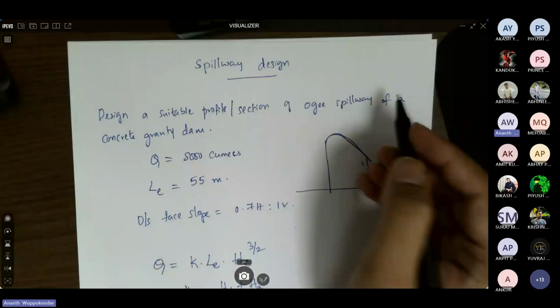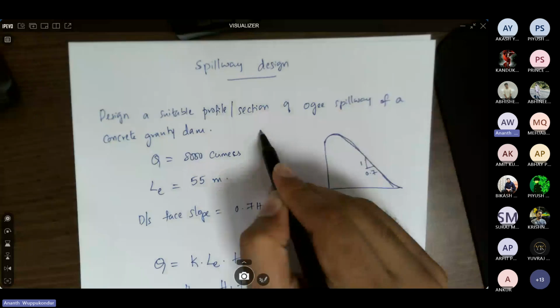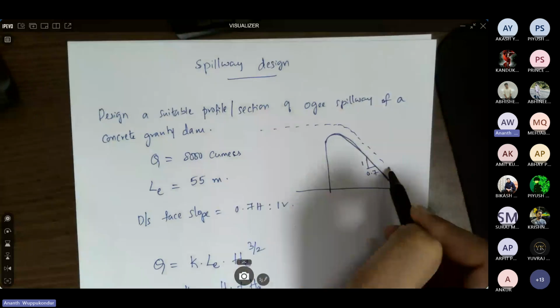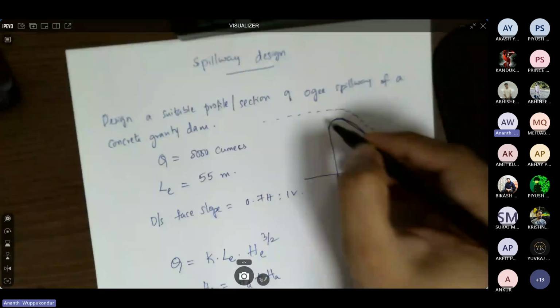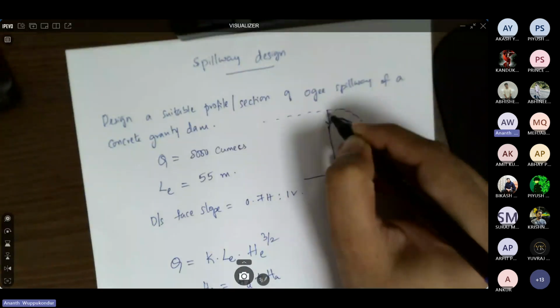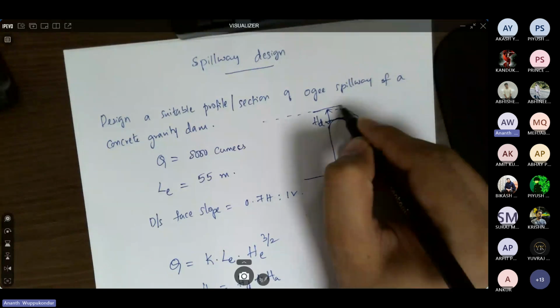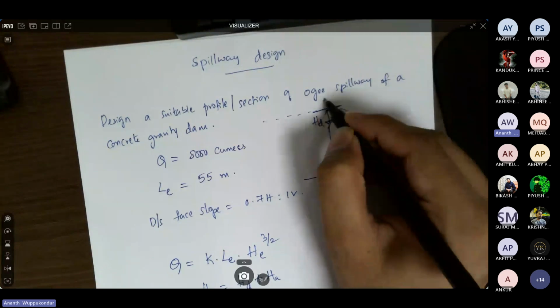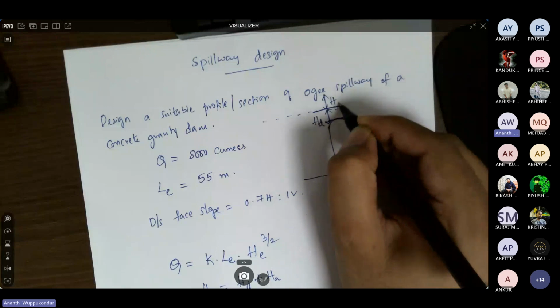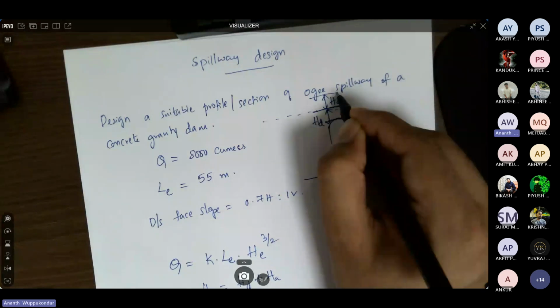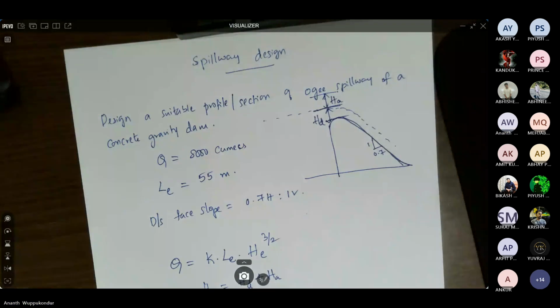So what we saw is, let's say this is our upstream water level that is overflowing on top of the spillway. Then we have HD, which is the height from the crest of the spillway to the free surface. And then on top of it, you also have a velocity head. So you're adding both the hydraulic head and the velocity head, HA and HD.